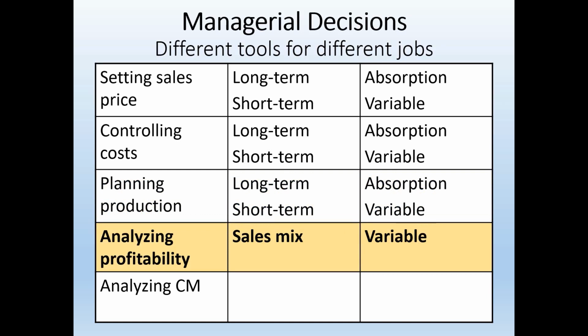To analyze profitability, we need to think about the sales mix. Remember, that's the proportion of various products that we make. And for that, variable costing is the right tool because we're looking for the products that give us the best contribution margin.